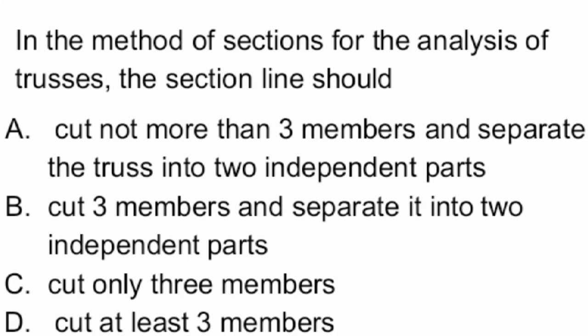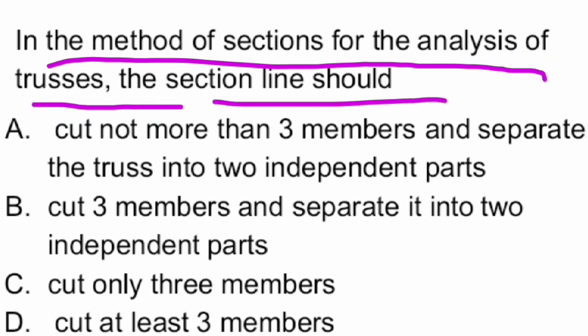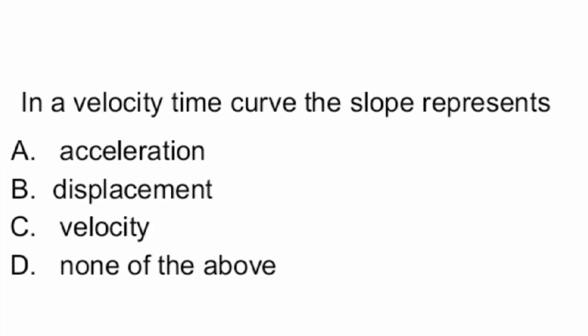Next question. In the method of sections for the analysis of trusses, the section line should be what? It should cut not more than 3 members and separate the truss into 2 independent parts. It should cut only 3 members, and the truss has to be separated into 2 independent parts. That is option A, the right answer.